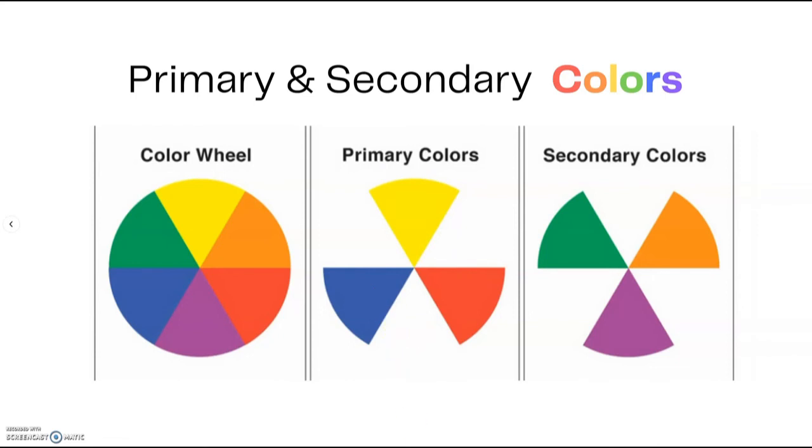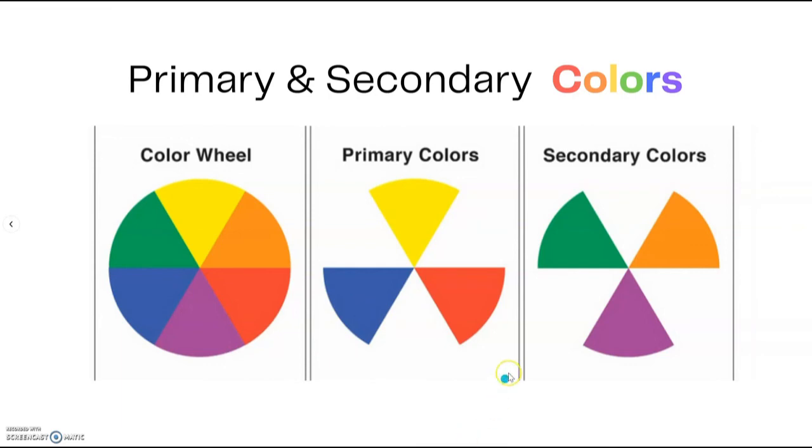And they're the primary colors because you cannot mix any 2 colors together to create your primary colors. For example, you can't mix yellow and red and make blue. You can't mix green and purple to make blue. You can't mix any color to create your primary colors. So that's why they're the primary or the main colors.